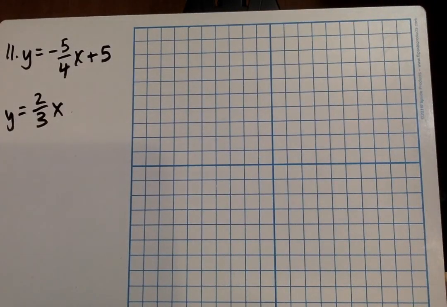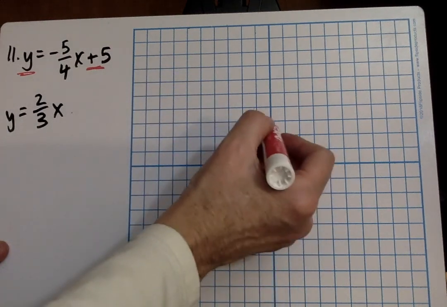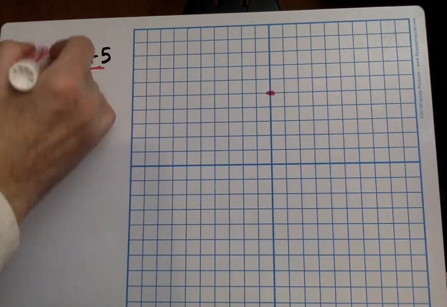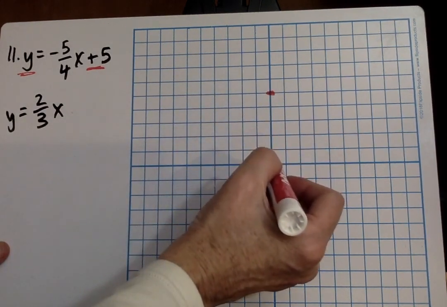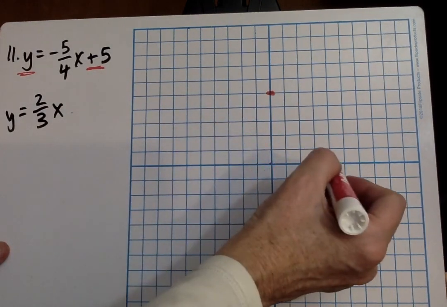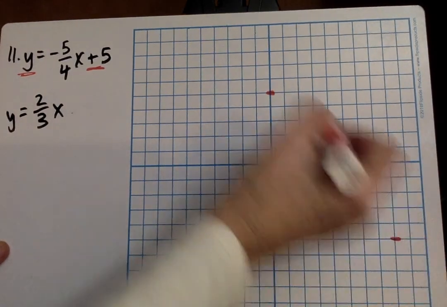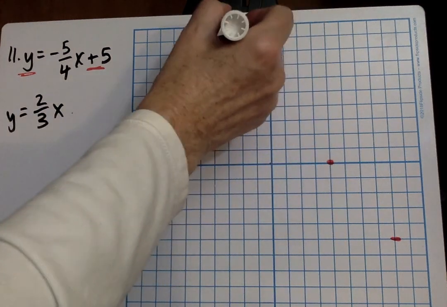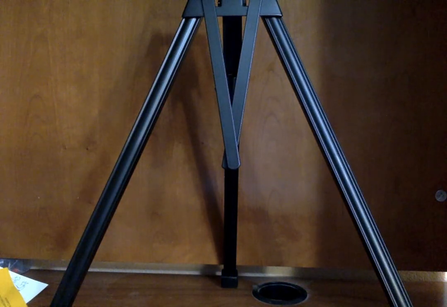Okay, next I'm going to go ahead and jump to number 11. I'm going to do this one a different color. Start on the y-axis at 5. Rise over run. When rise is negative, means go down. 1, 2, 3, 4, 5 over 1, 2, 3, 4. Okay, and again, I'm going to go ahead and use a ruler to make that straight.